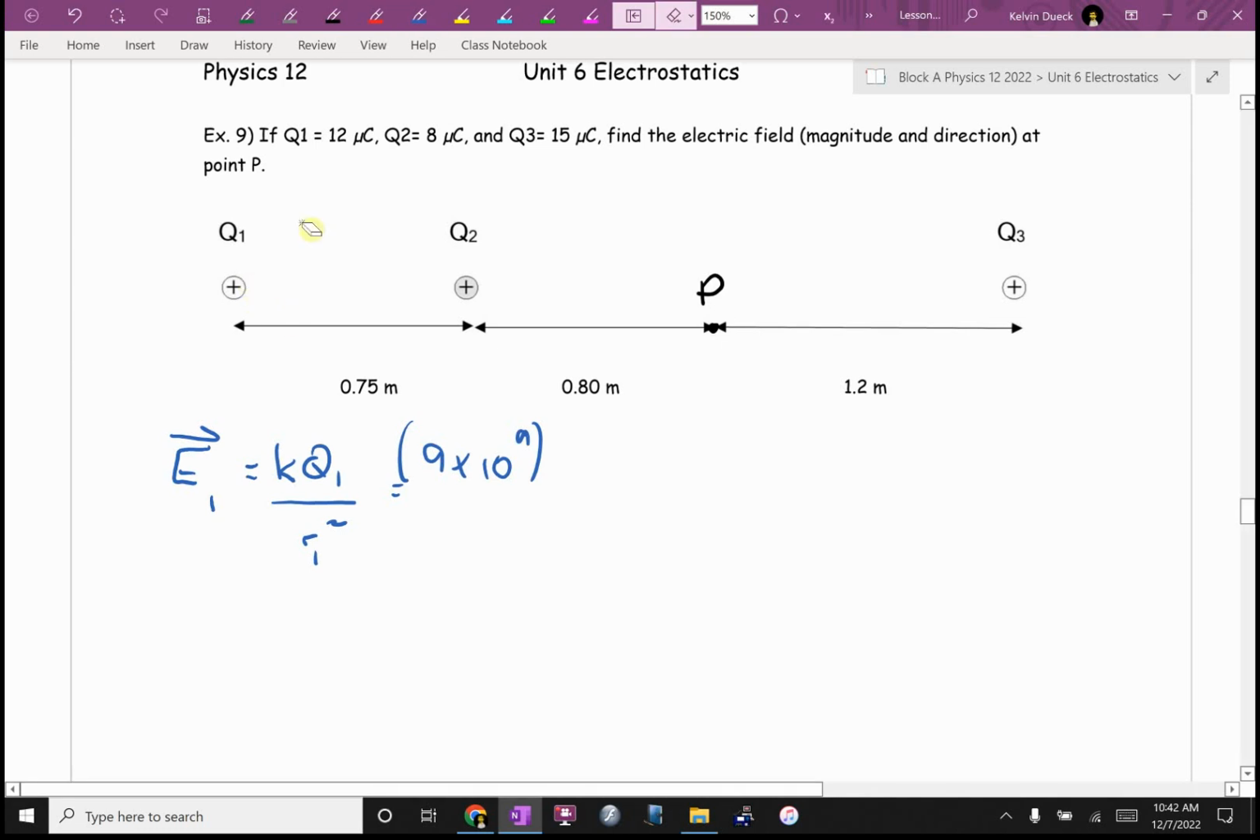Q1, 12, and then microcoulombs. Micro is 10 to the negative 6. 10 to the positive 6, that would be run away and pray to God. 1 coulomb would be a lot. 12 million coulombs? A lightning strike has maybe 30 coulombs, so 12 million coulombs would be on the order of about 1 million lightning strikes.